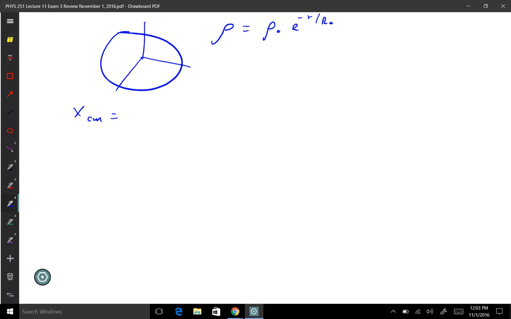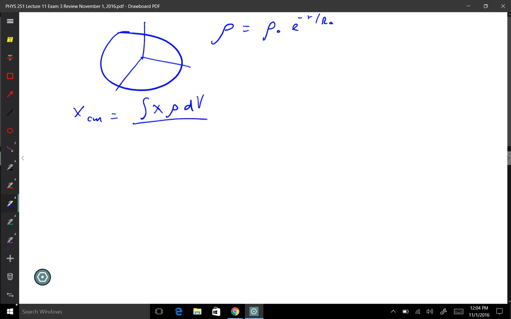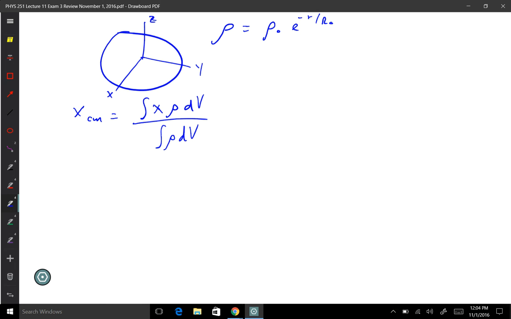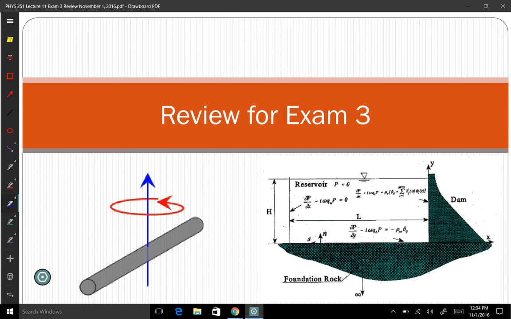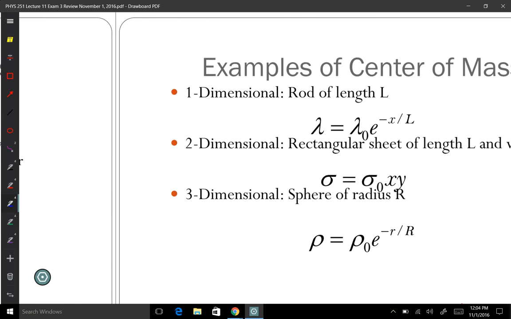So in that case, I need to find what x is because I have this integral of x rho dV over the integral of rho dV. So to find my x component, I'm going to have to take into account what the coordinates mean. And I think I have the coordinates on the first picture. Oh, no, I chose a different picture. I had 2 I was choosing from. And okay, darn it.